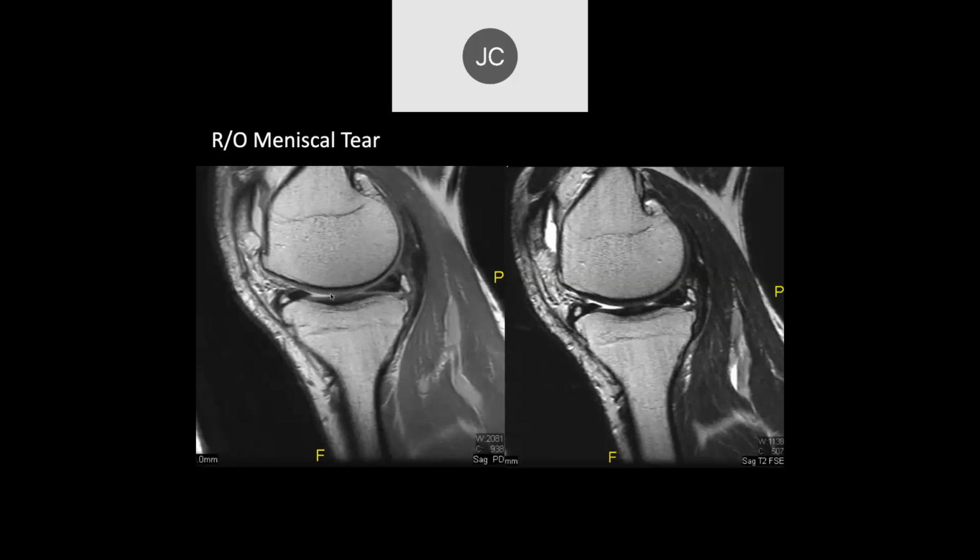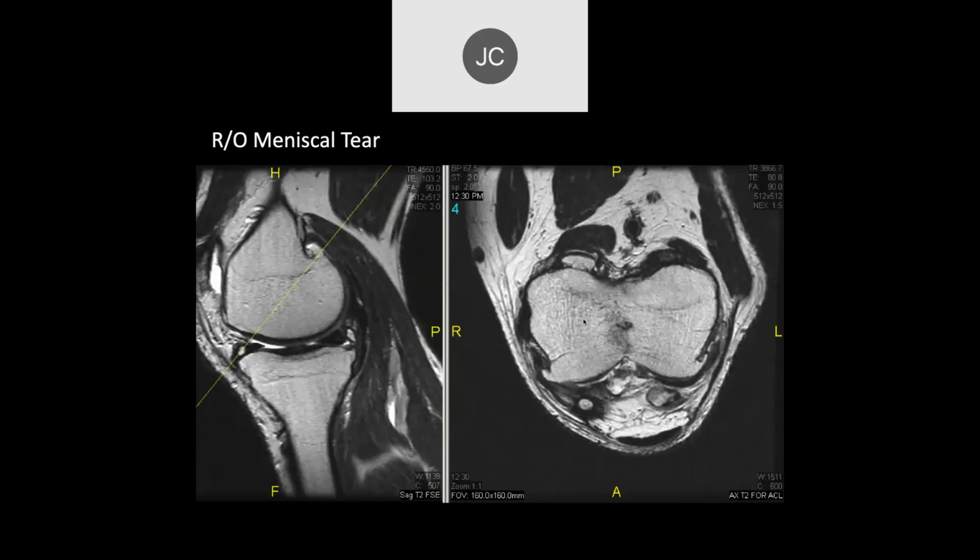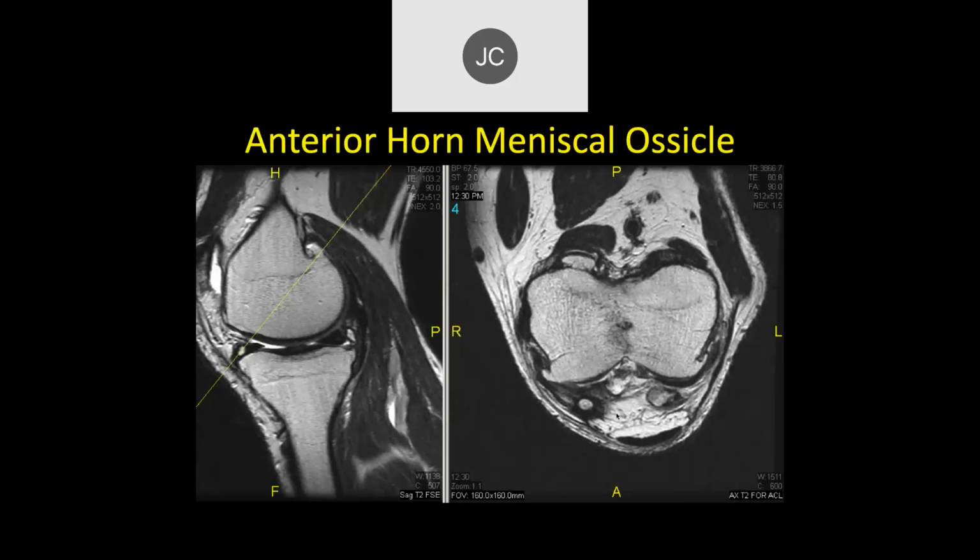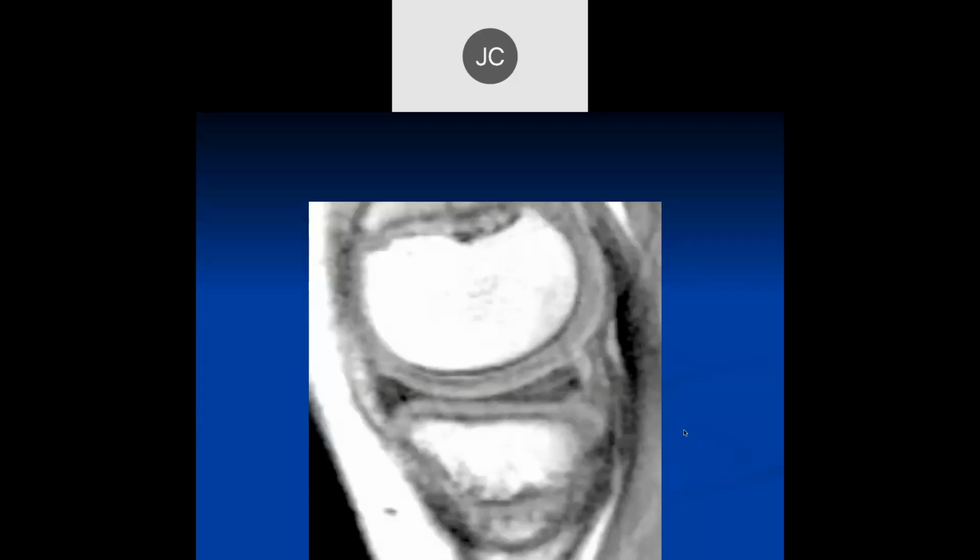So this could be, but this is actually going to end up being fat. If we do an oblique image through this area, we can see it there. And this is another meniscal ossicle. This is in the anterior horn. They're almost always in the posterior horn, then the body, but occasionally they can be in the anterior horn.